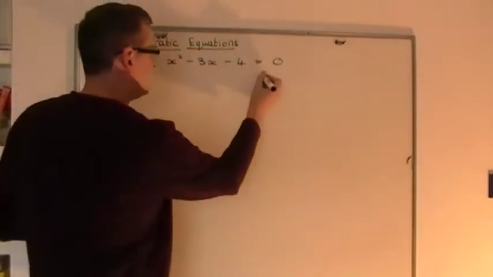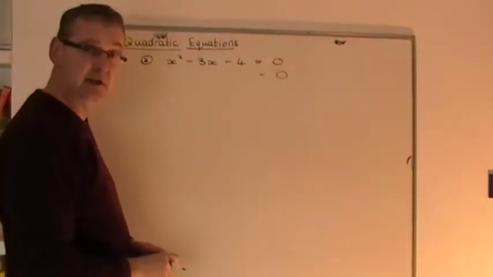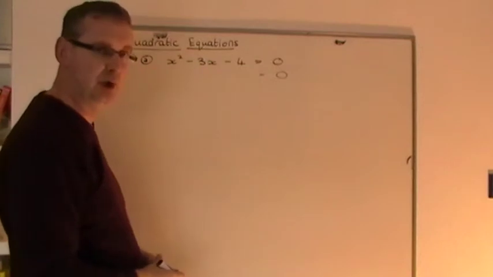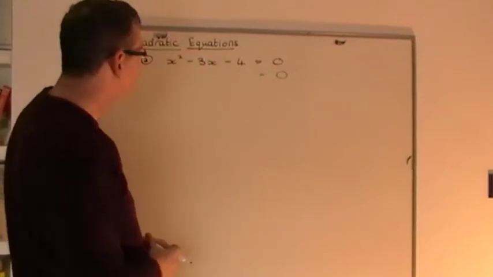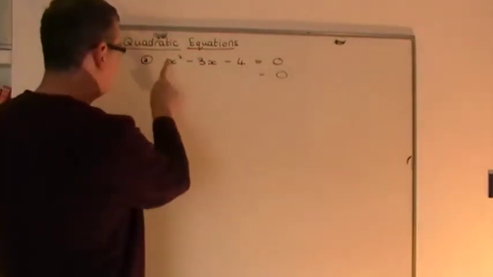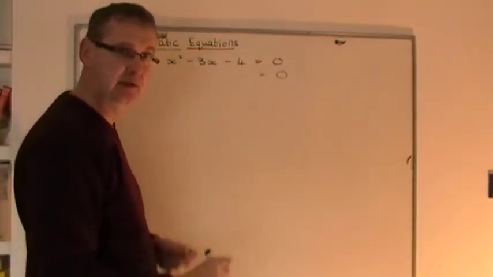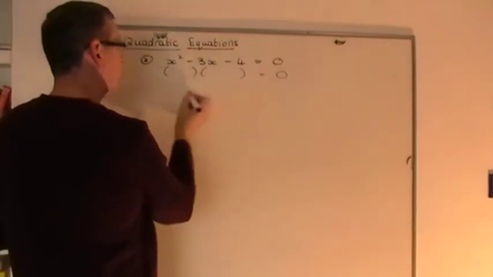Next, leave the 0 as it is, and we need to factorise the left hand side. So factorising the left hand side, is there a common factor? No. Is it the difference of two square terms? No. Okay, is it going to be easy table method? 1x squared. Yes, it is going to be easy table method. Good. We can use the easy table method, which means we can go straight into a double bracket.